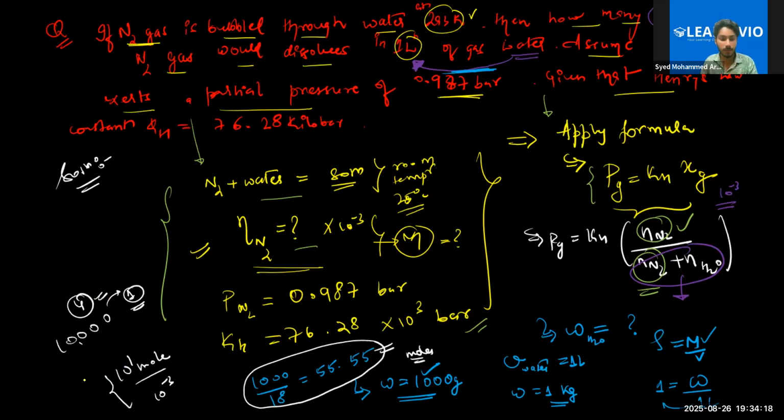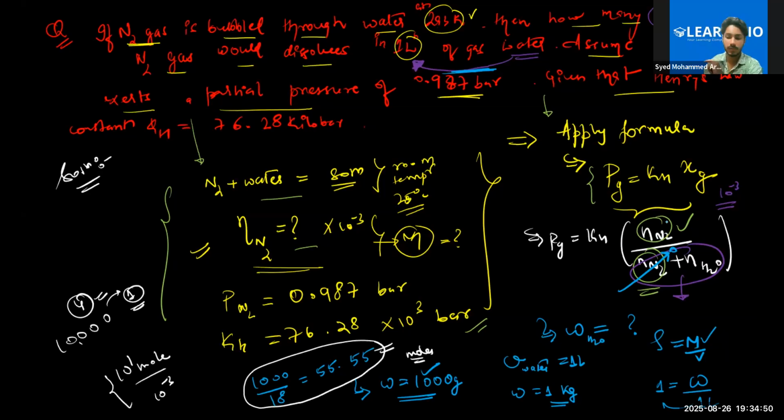So what is the purpose of explaining these types of things? The purpose is that you can easily ignore the moles of N2 here, because if you add 10,000 to 1, it is approximately equal to 10,000. If I add anything to 1, for example 10,000 plus 1, it is going to be approximately equal to 10,000. So I can easily ignore this term, moles of N2.